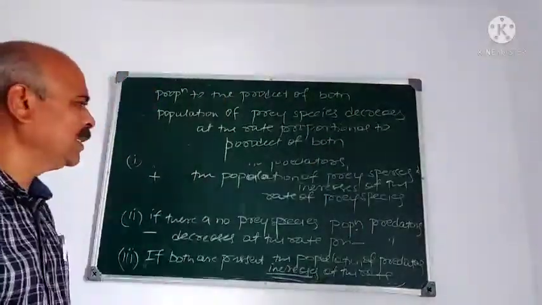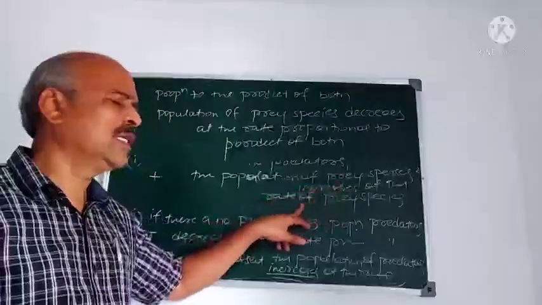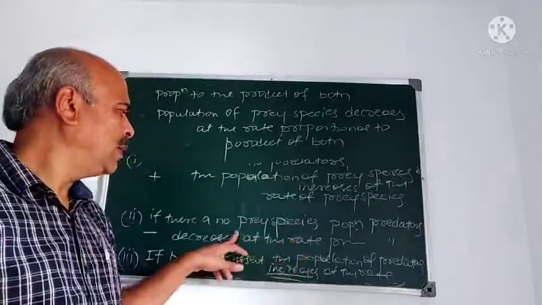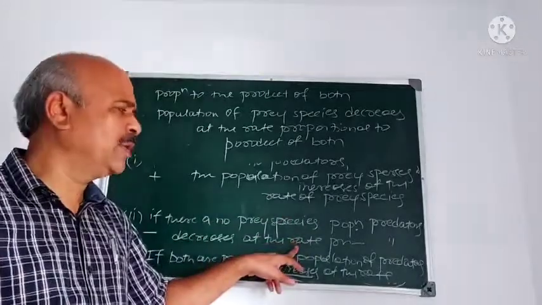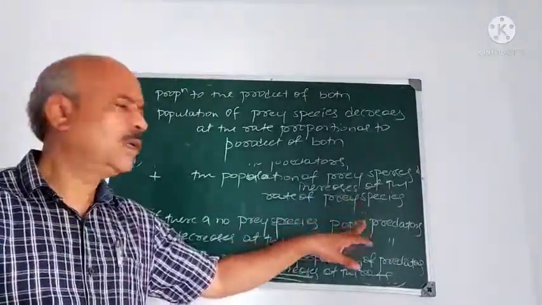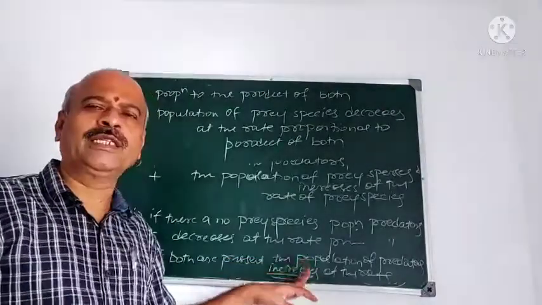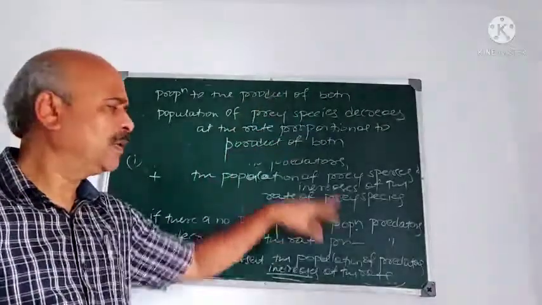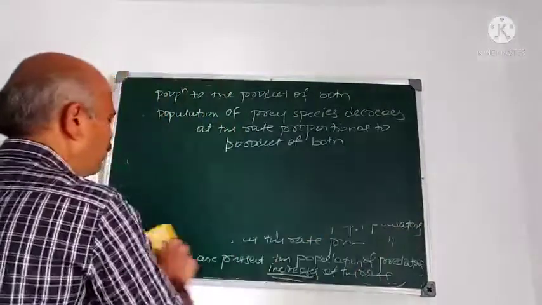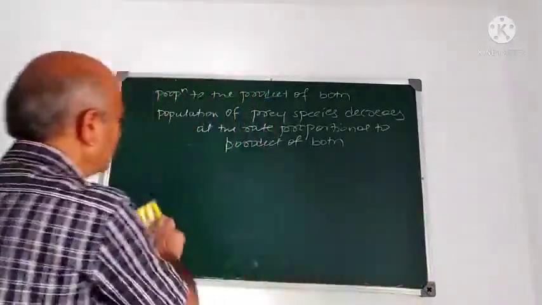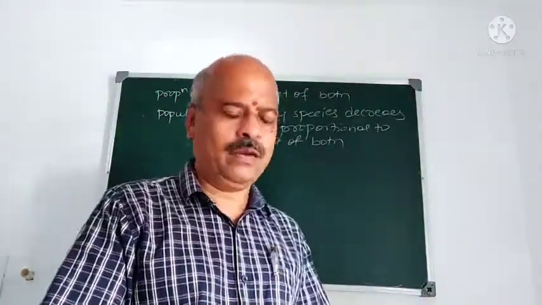Now these are the three assumptions. What are they? First one, suppose there are no predators, prey species increases at the rate proportional to itself. Suppose there are no prey species, the predator species decreases in population at the rate proportional to the population of predators only. Suppose both are present, this case is important, the population of predators increases, the population of prey decreases. At what rate? At the rate proportional to the product of the prey and predator species. With this assumption, we will have a model now.